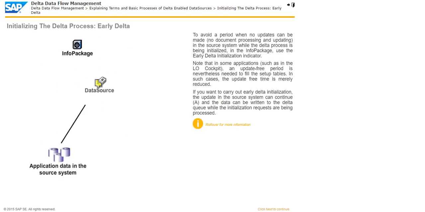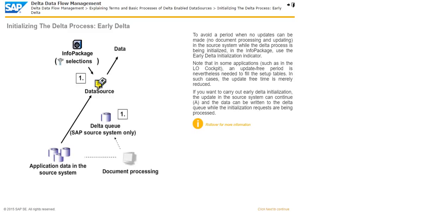If you carry out an early delta initialization, the process is as follows. The selection for the delta initialization of the data source is saved and the delta queue for the data source is generated in the source system. All the data that corresponds to the selection criteria determined in the info package is requested, similar to the full update. The steps generate delta queue and request data are reversed here compared to the usual way a delta process is initialized.